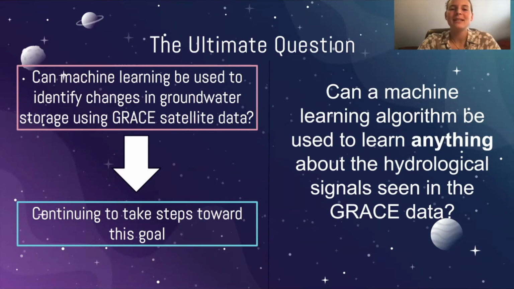This summer, we continued to take early steps towards the ultimate goal of understanding whether machine learning can be used to identify changes in groundwater storage using GRACE satellite data. However, this is a pretty ambitious goal, so we did narrow our focus to answering the question, can a machine learning algorithm be used to learn anything about hydrological signals seen in the GRACE data?